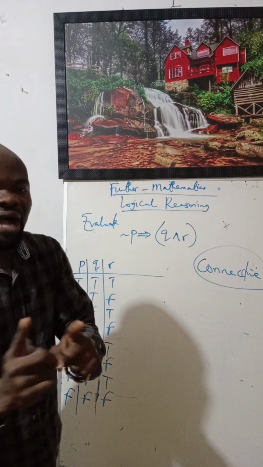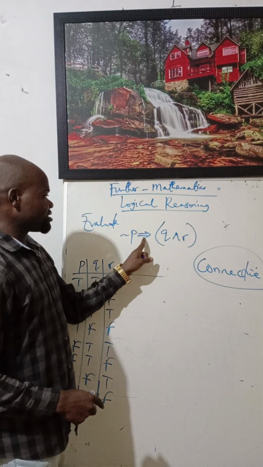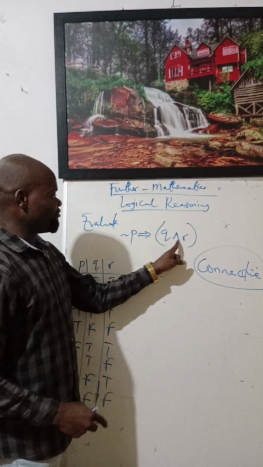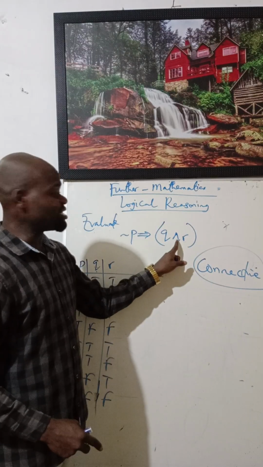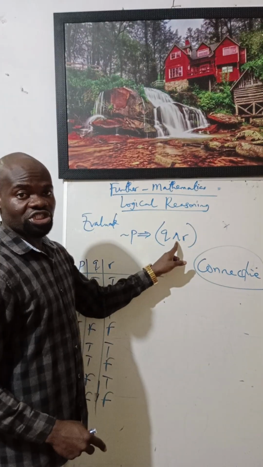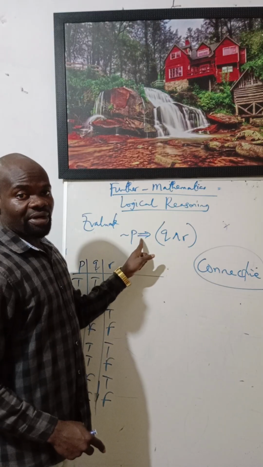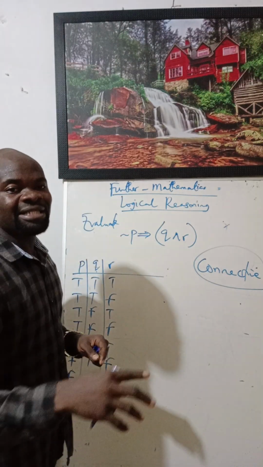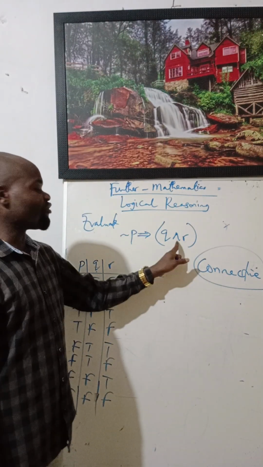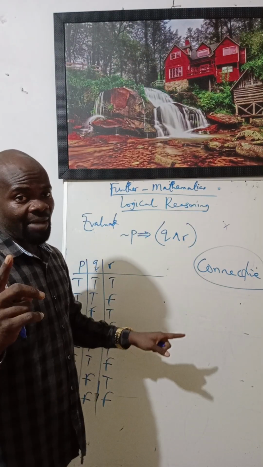But which connectives are we using here? We have this, which is implication, and this is and, that's conjunction. This is implication, that's if then. Now there is a particular truth table for each of these connectives, so let me give you now.